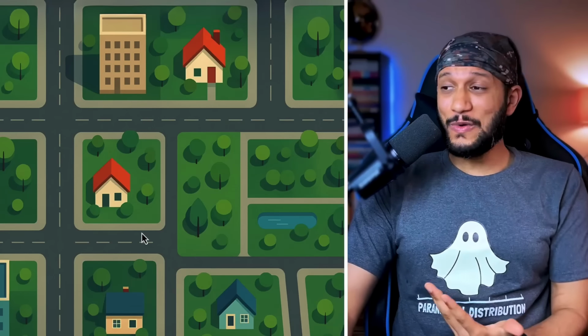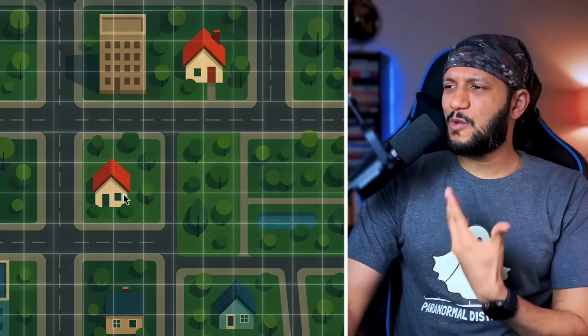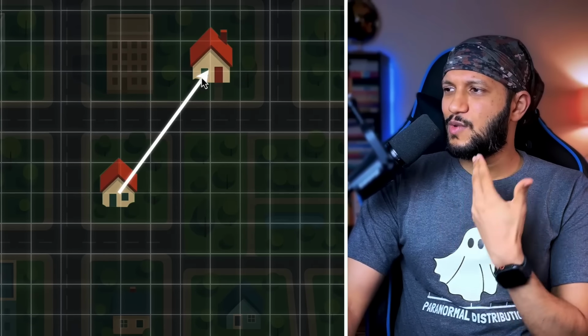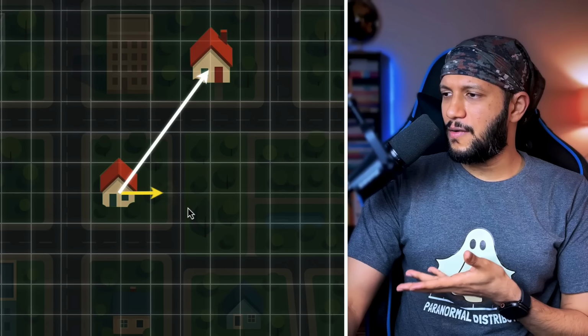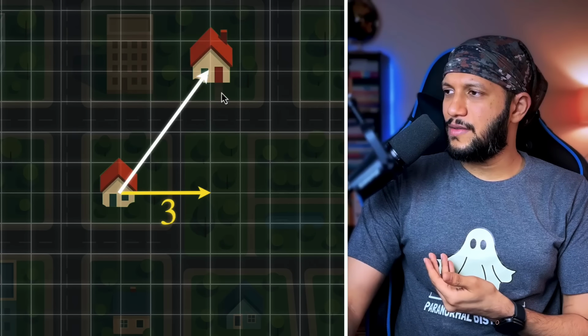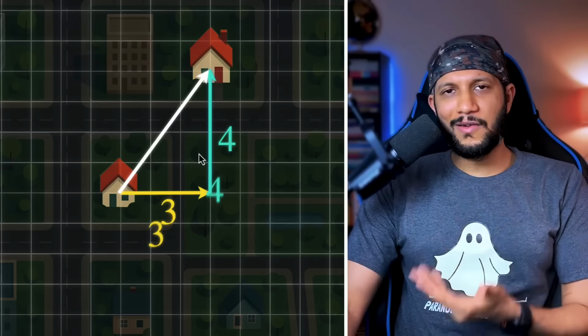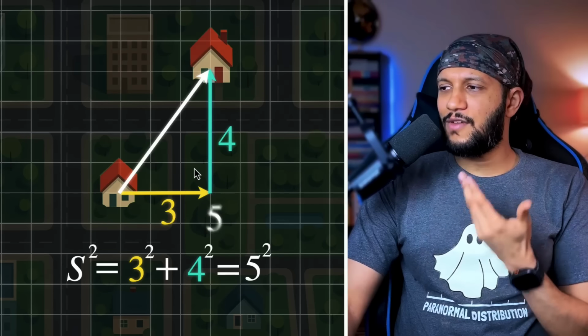So Einstein, where do we start? And Einstein says, let's get right to it. Let's start with a ridiculously simple question. Can you find the distance between these two houses? And I say, sure. I mean, horizontally, they are 3 units apart, and vertically, they are 4 units apart. So from Pythagoras' theorem, they must be 5 units apart.